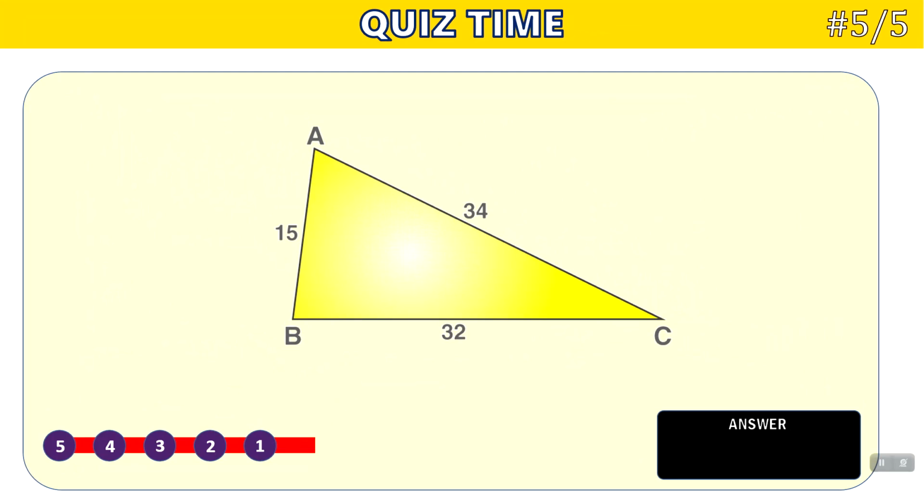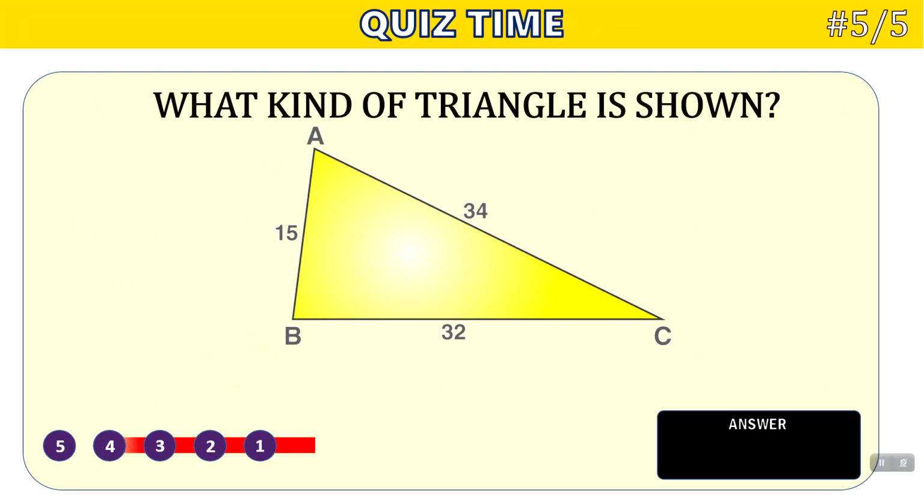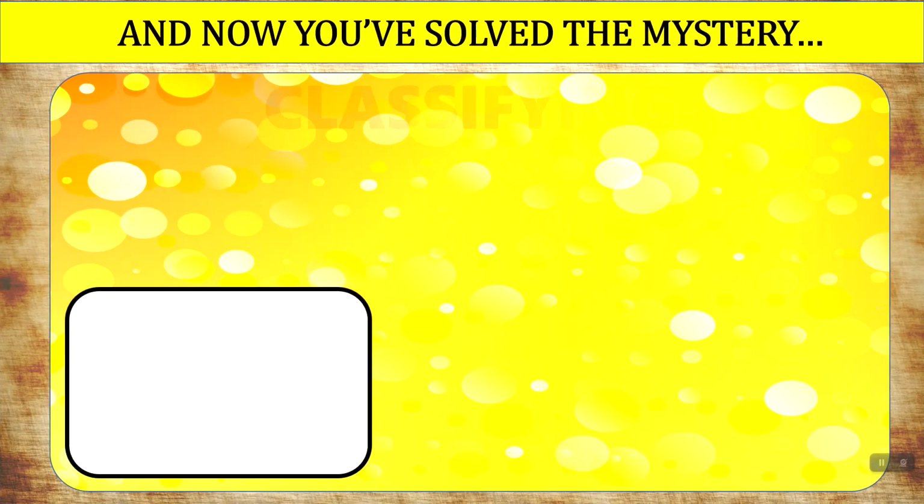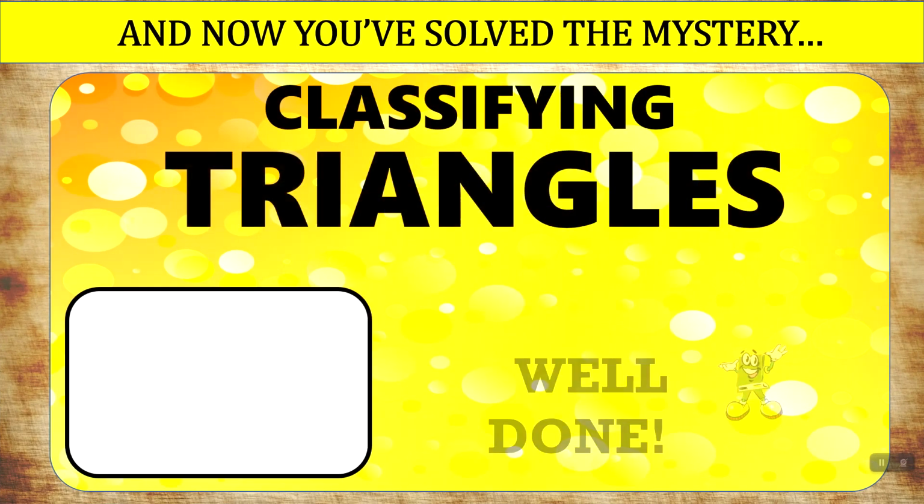Last question. What kind of triangle is shown? Time's up. We can see each side is a different length, 15, 34, and 32. And automatically we will know that each one of the angles is also different. So there are no equal sides and no equal angles. We call this a scalene triangle. And now you've solved the mystery of classifying triangles. Well done.